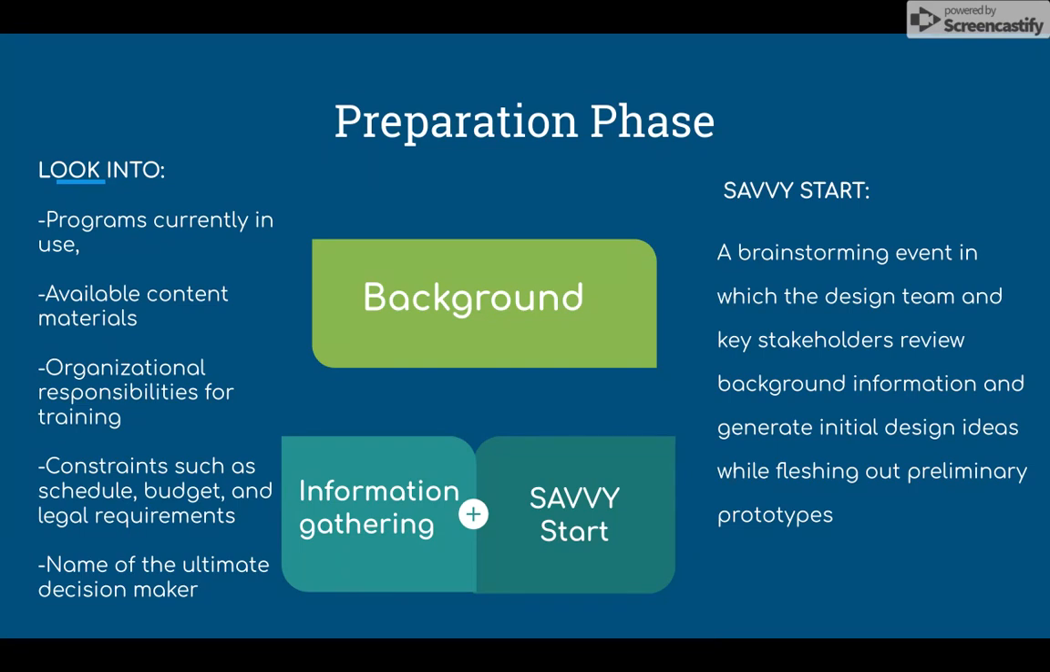The next part is the Savvy Start. The Savvy Start is a brainstorming event in which the design team and key stakeholders review collected background information and generate initial design ideas. Brainstorming solutions is an amazing, efficient way of determining the main performance objectives and identifying what good treatments there are to address the objectives.